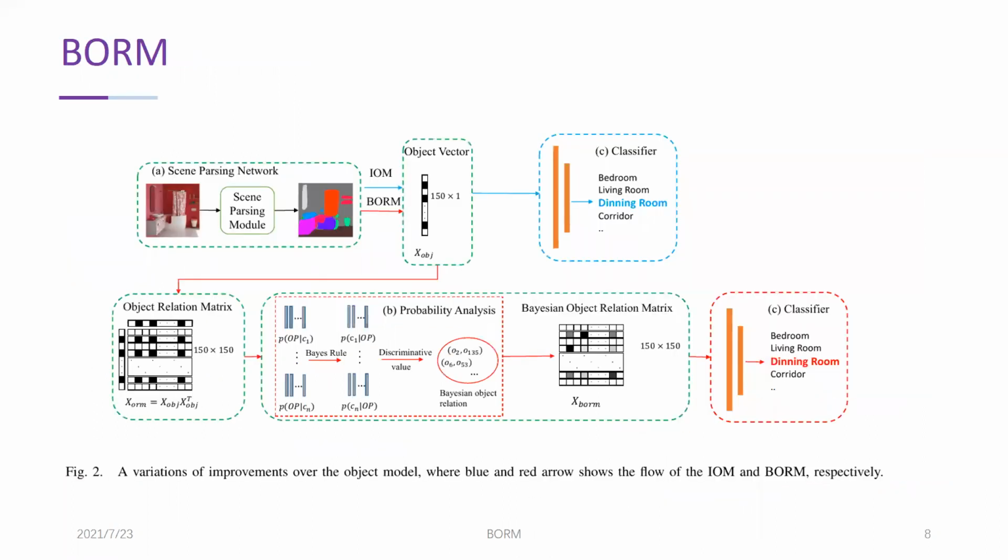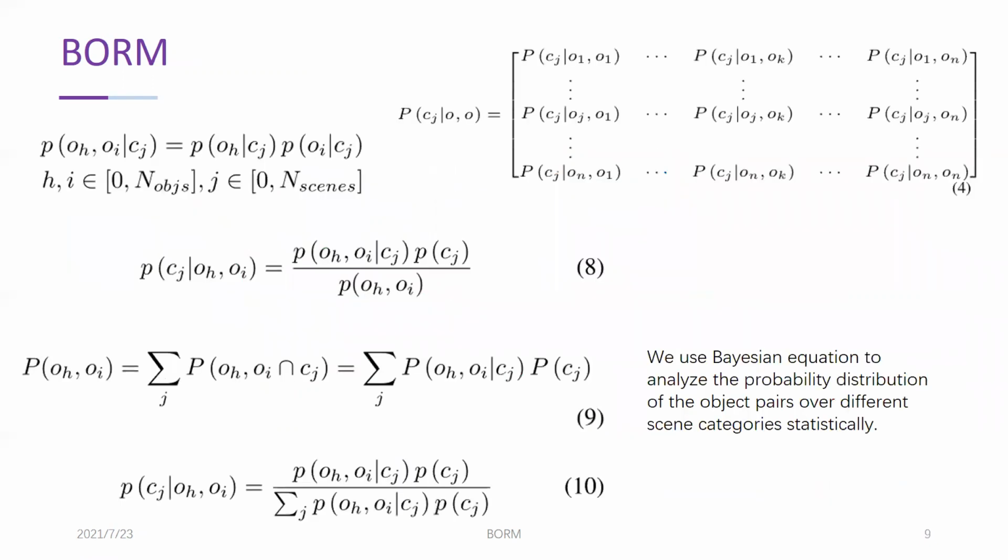In this paper, we propose a Bayesian object relation model that explicitly models the relations of object pairs among various scenes, in which we highlight the scene-specific object pair while suppressing the scene-common object pair for scene recognition. We use Bayesian equation to analyze the probability distribution of the object pairs over different scene categories statistically.